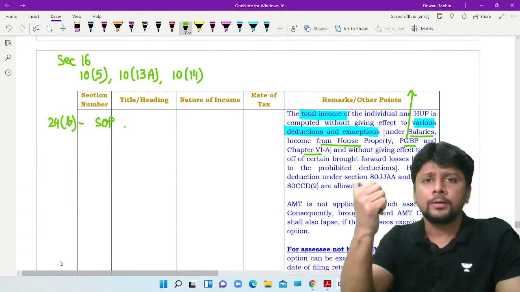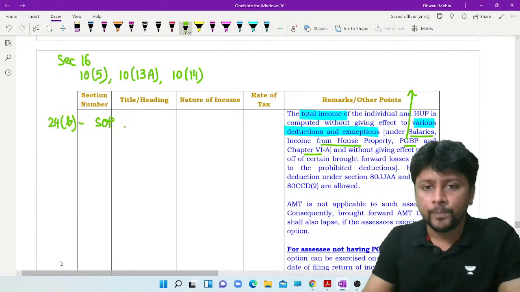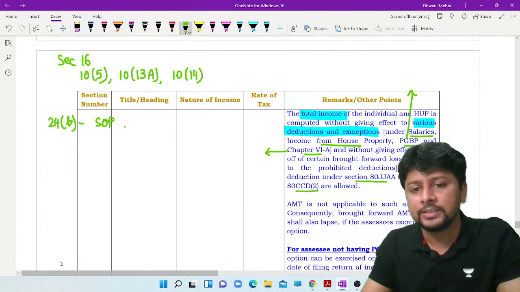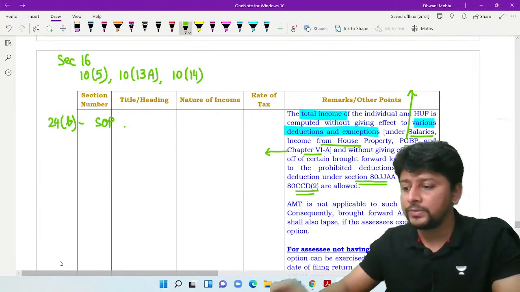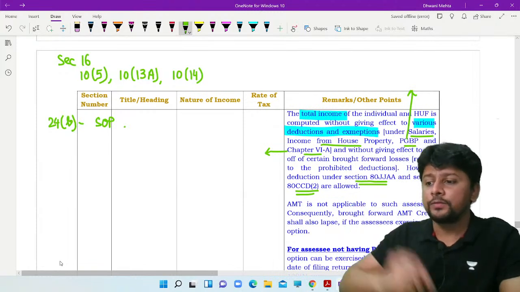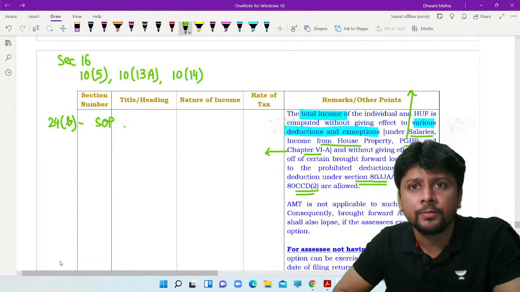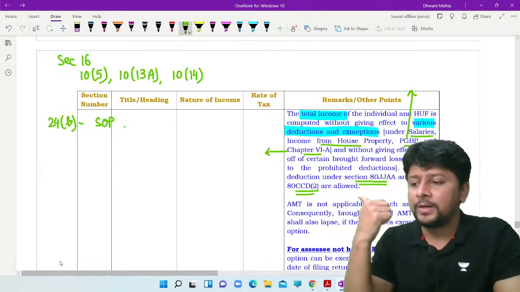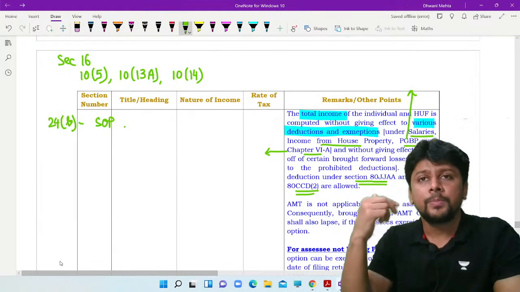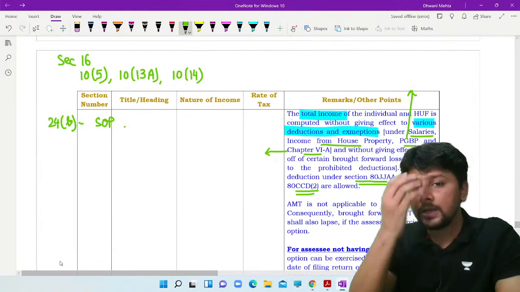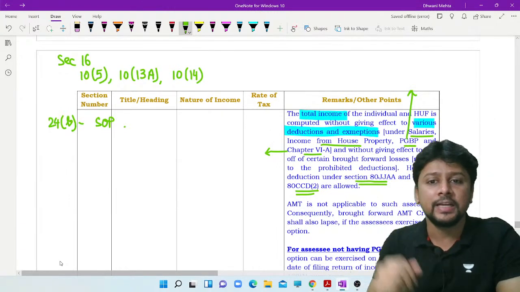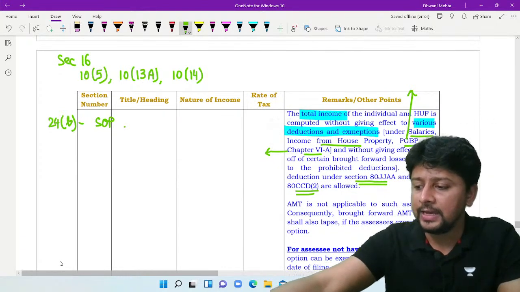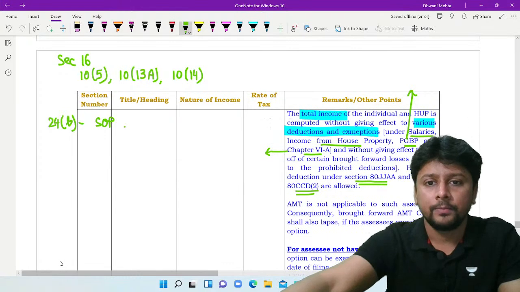The very discouraging factor, no deduction under Chapter 6A is permitted except for 80JJAA and 80CCD(2). This is a major hit. This is one of the major reasons why this is so unpopular as a section. Very few individuals have opted for this. People invest in PPF, people invest in life insurance policies, people pay medical health insurance premium in order to take a deduction under Chapter 6A. And all those deductions under Chapter 6A are not permitted.